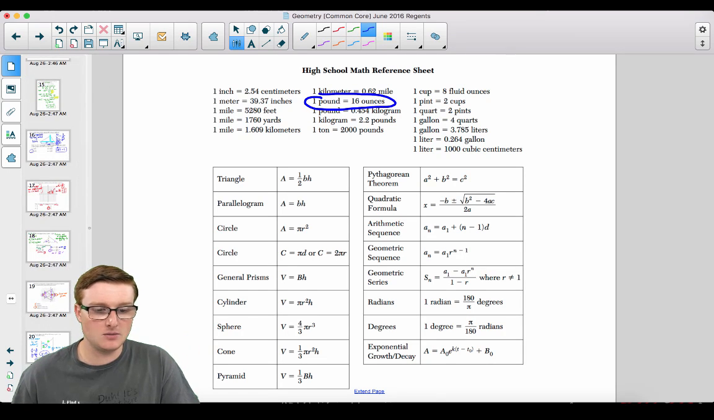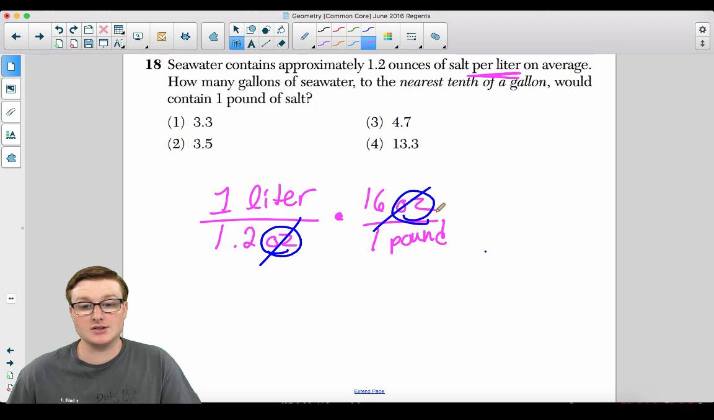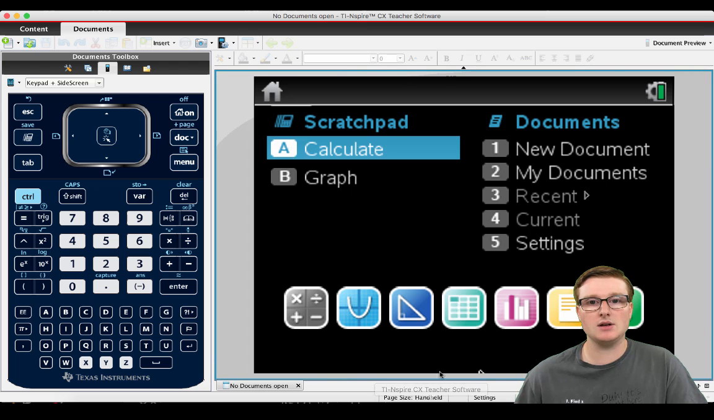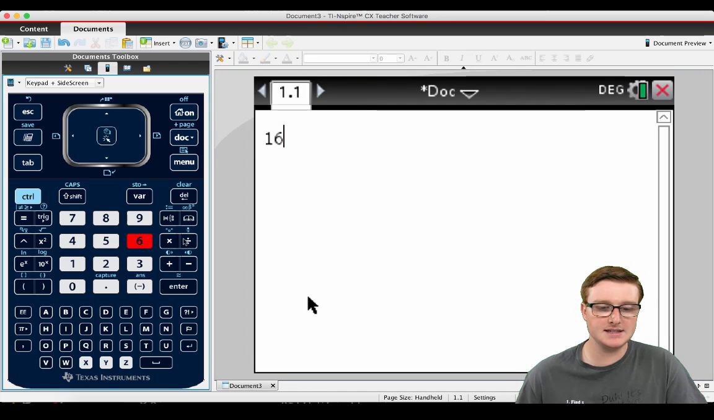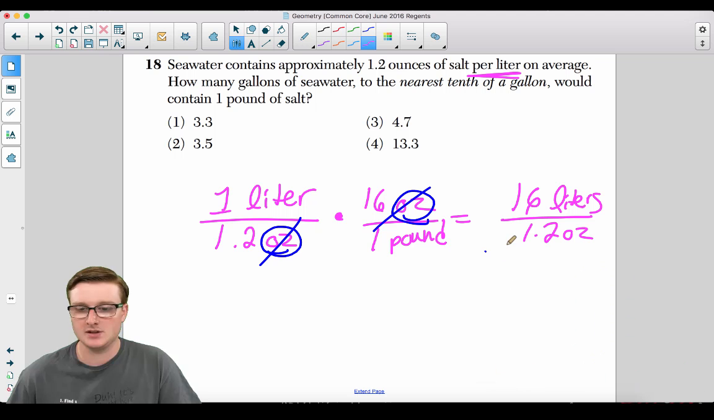Okay? Now, let's go back. So now we just multiply across. 1 times 16 is 16, and that's in liters, divided by 1.2 ounces. When you type that into your calculator, that is 16 divided by 1.2. That is equal to 13.3 liters per pound. So that is going to be 13.3 liters per pound.